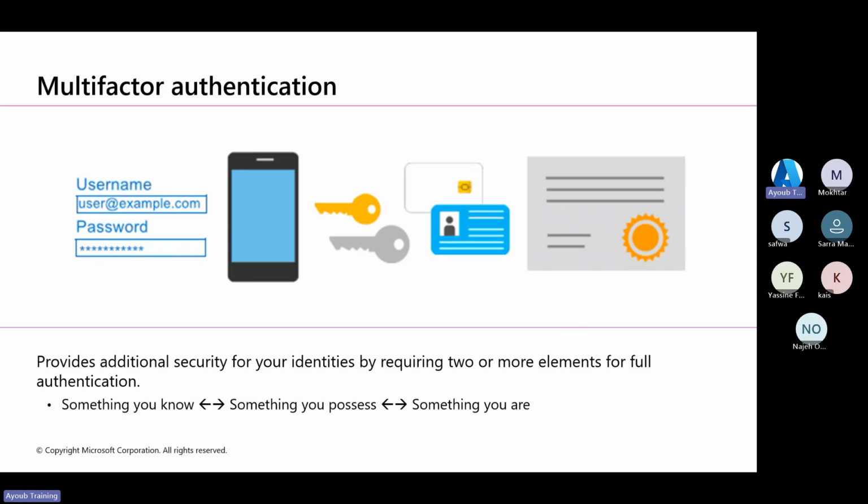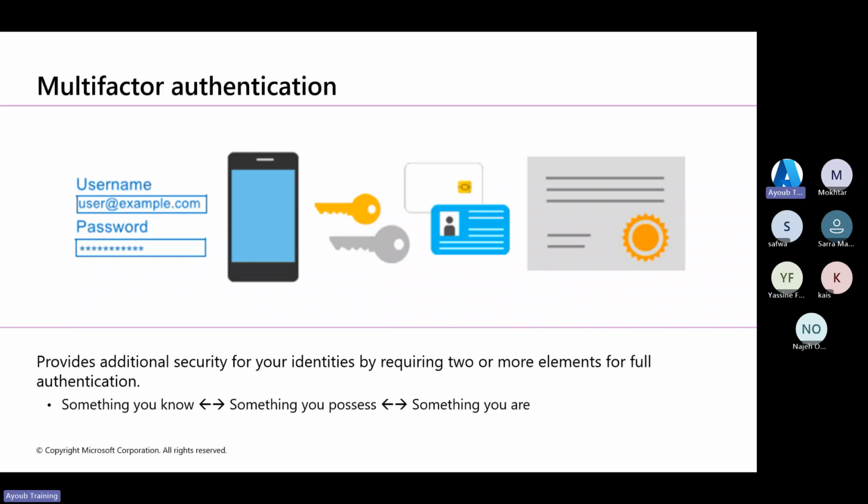So do not forget this about multi-factor authentication: it's something you know, something you possess, and something you are. Let me explain the first one. Something you know is like a password. Everyone knows their password. Something you possess means something you have, like a key card, an NFC card, some physical thing. Something you are means a fingerprint, which is yours only. So these three words explain more what multi-factor authentication is. It's additional security for identity. Is it clear?